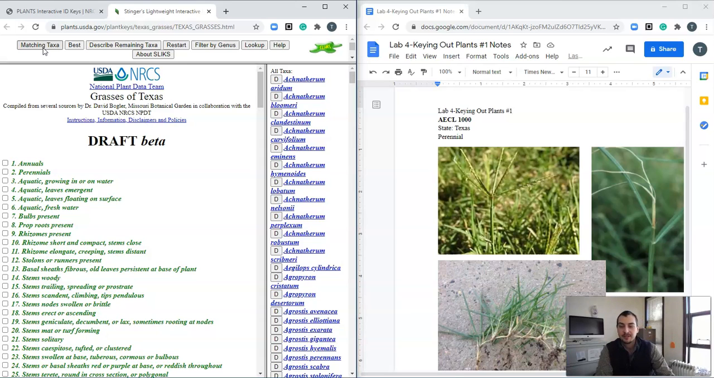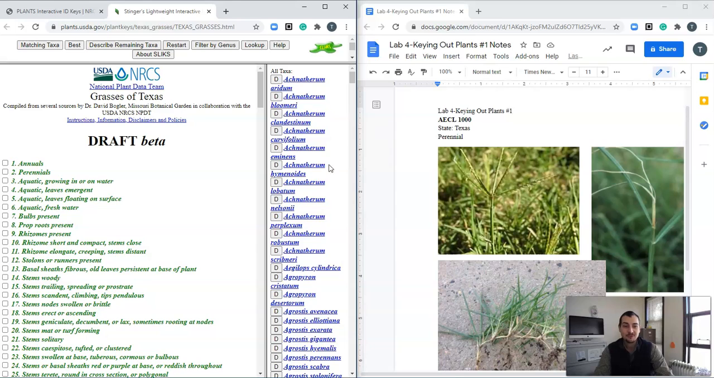And then we've got some buttons up here. We have matching taxa, best, describe remaining taxa, restart. So restart and matching taxa are going to be two buttons we're going to use often. And also this lookup button that's going to be kind of important as we go through this. So the first thing I'm going to do is I'm going to try and find 5 key characteristics about this plant that I know that I'm going to start my looking process.